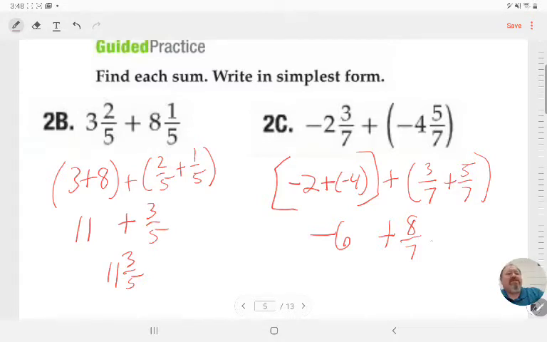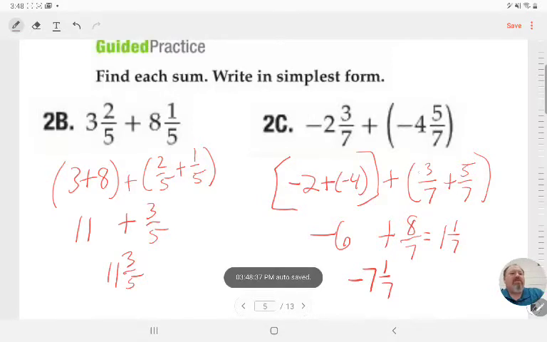With these being 8/7, that would simplify down to 1 1/7, because 7 goes into 8 one times with a remainder of 1. And don't forget, this whole thing is going to be, since they're both negative, we're adding 2 negatives, the answer is going to be negative. So we have 6 plus 1 would be -7, and our fraction would be -7 1/7. Okay? All right. So we could put negatives on those, and that way it'd keep it all straight for you. All right.